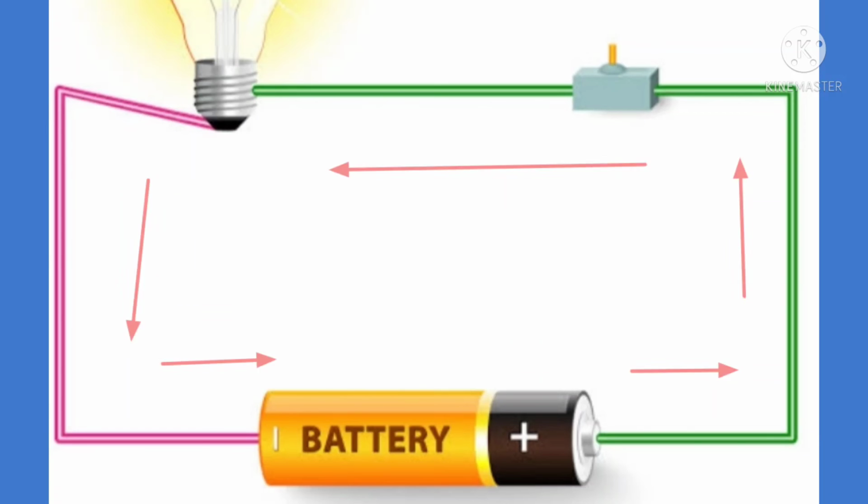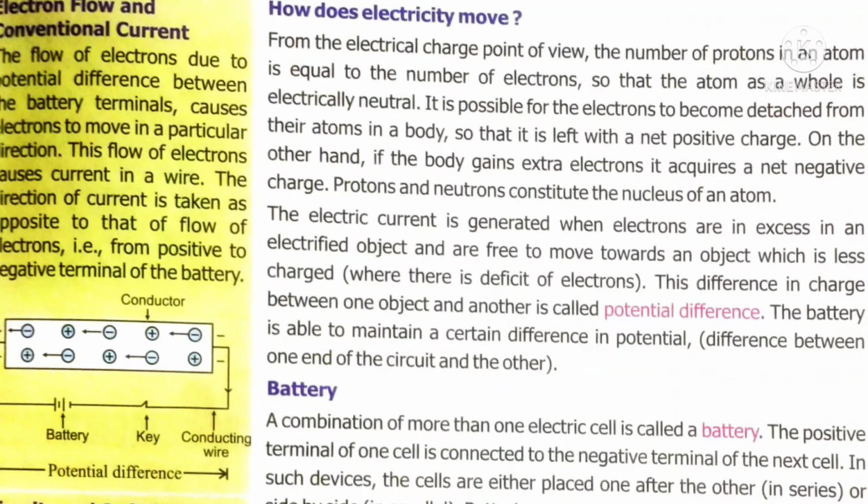Now the topic is how does electricity move? You know that an atom is electrically neutral. Why?